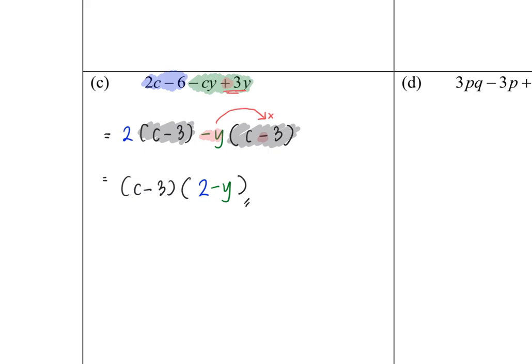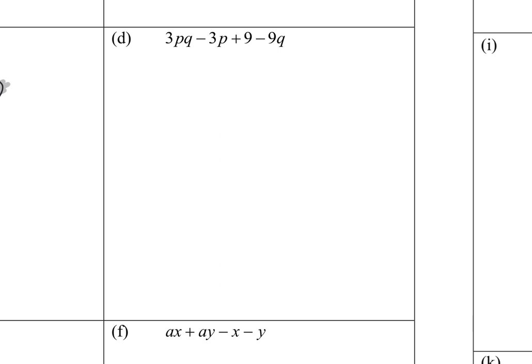Part D, where we would have 3pq minus 3p plus 9 minus 9q. And I do see something. For this particular example, I saw that the q.